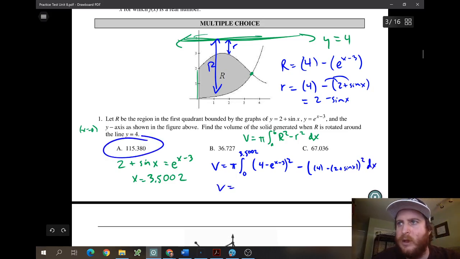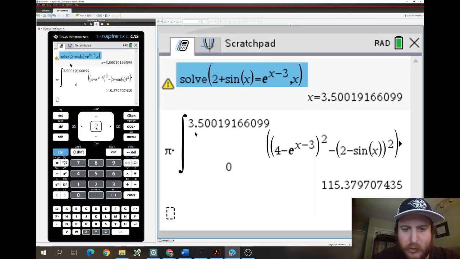All right, so I'll show you my calculator very quickly. Right, this is kind of how I typed it in. So I did minus 2 minus sine x, we got 115.